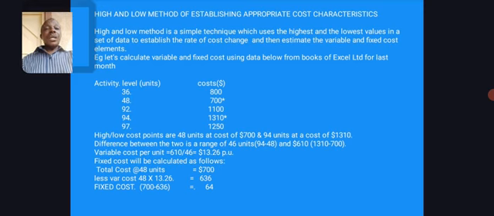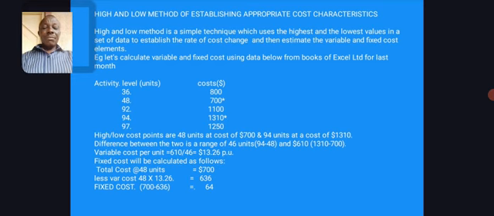Now, our first assignment is to determine the degree of variability so as to calculate the variable cost. If you check the range, the difference is 46 units. If you subtract 48 from 94, you have 46 units, which is the difference between the highest and the lowest point. And cost-wise too, if you subtract $700 from $1,310, you have a difference of $610.